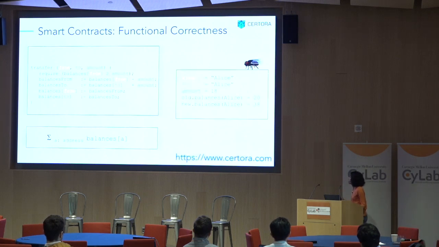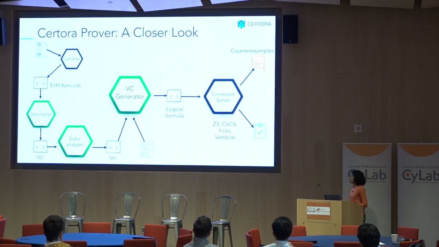It turns out that if the sender and the receiver of the transfer function are the same address, then this invariant is not satisfied. You can try out other examples of various specifications you can write, and you can explore the language at the website. Okay, so today I'm going to talk about how we actually do this.